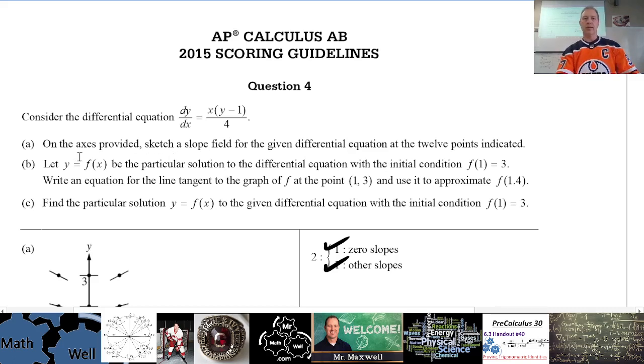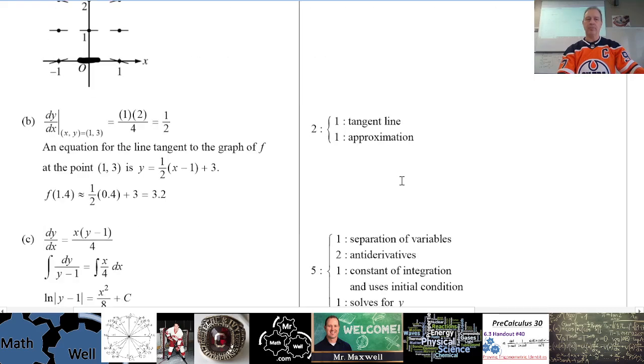So you've got f of x is the particular solution. So you're going to have to first of all find that with the initial conditions. All right, so you're going to have to separate your variables here. This is a separable differential equation, right? So this y minus 1 is going to have to go down in the denominator, and the dx is going to have to come up here.